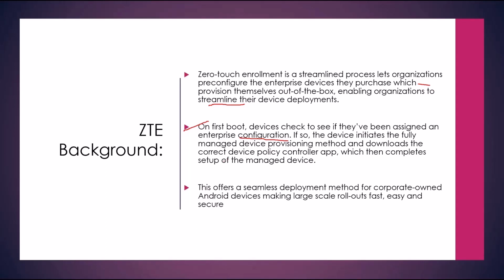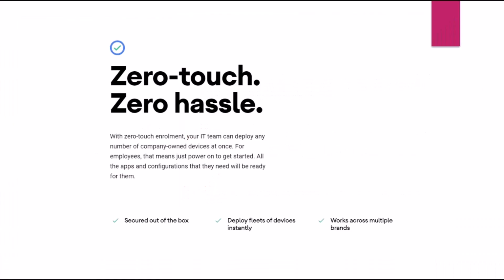Similarly, same thing over here. Android device boots up for the very first time, checks if there is any configuration. Think of it like an Autopilot profile. Whether there is any such kind of profile assigned to this device or not. If not, then it goes with the normal flow. If there is, then it goes with the customized flow. Okay, this offers a seamless deployment method for corporate owned devices, because all the devices have the same kind of experience and there is no IT intervention needed. So zero touch, zero hassle, and the device is secure out of the box.